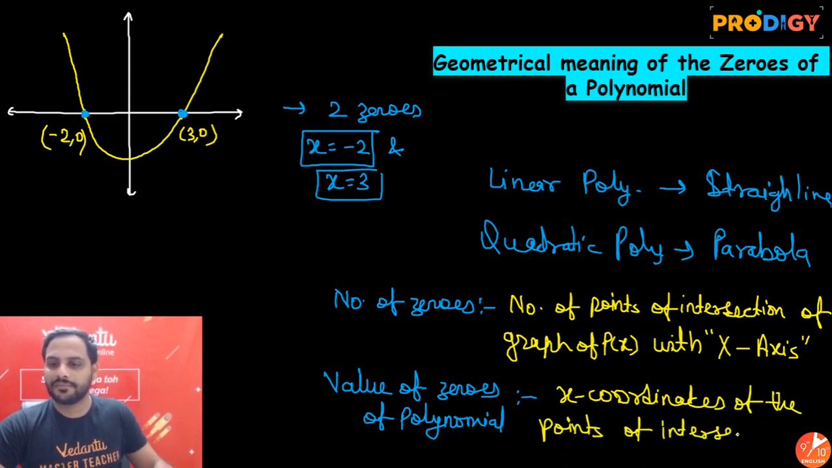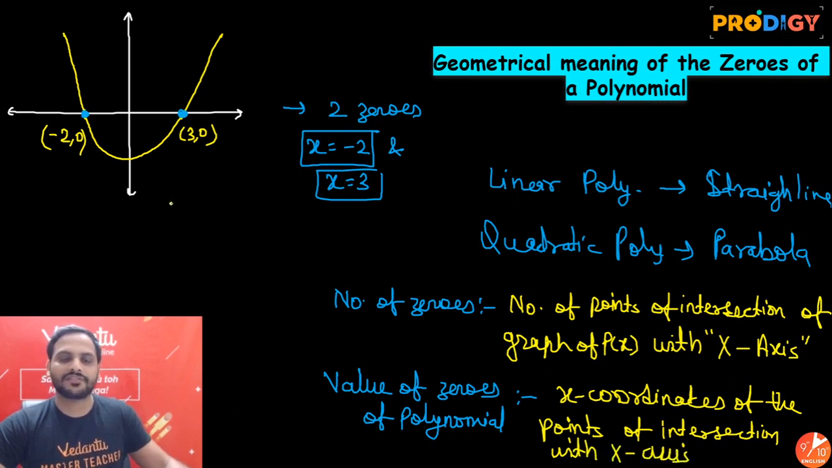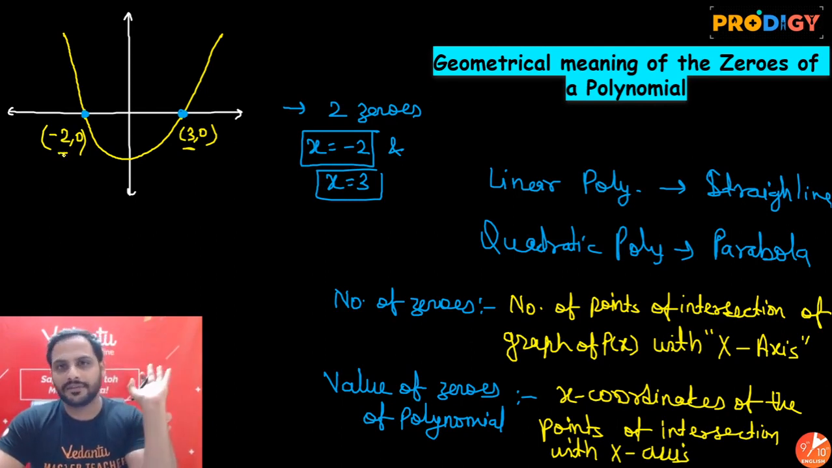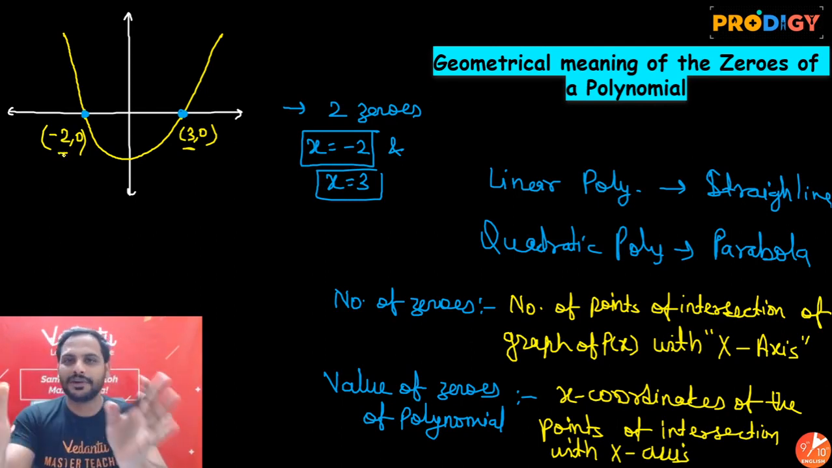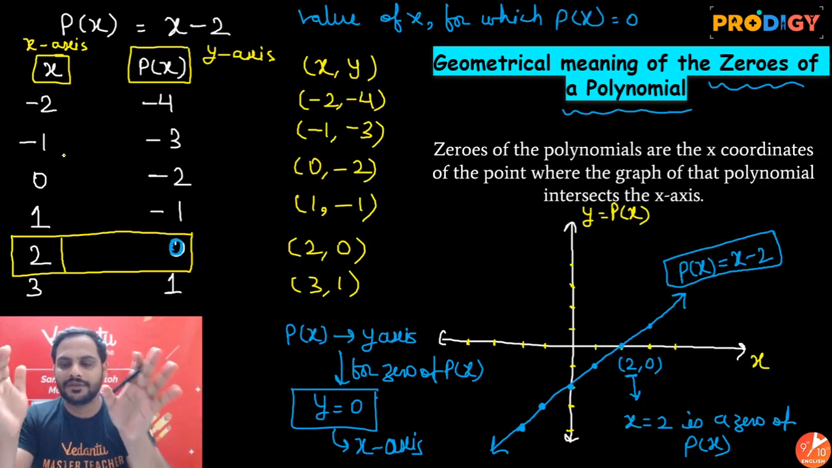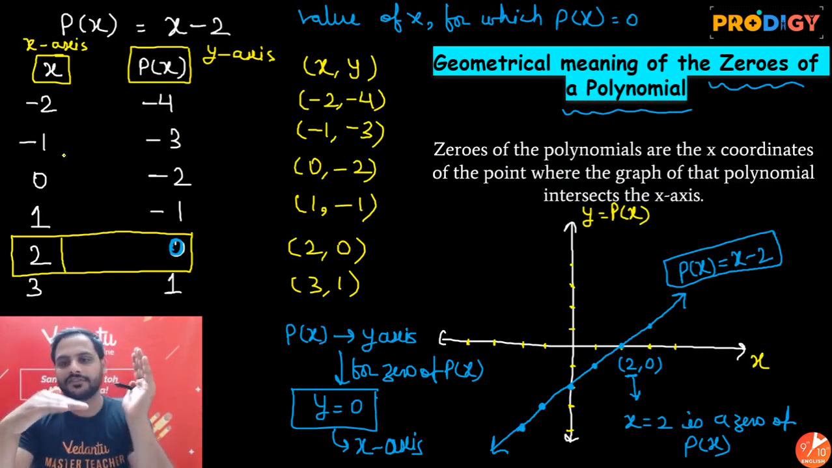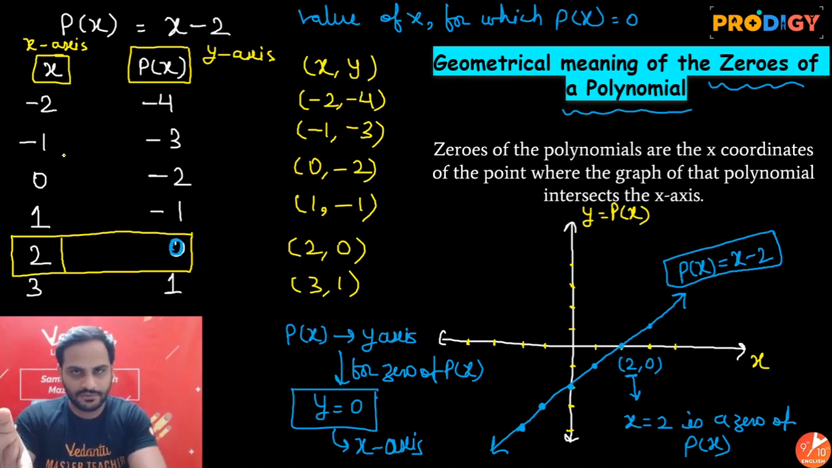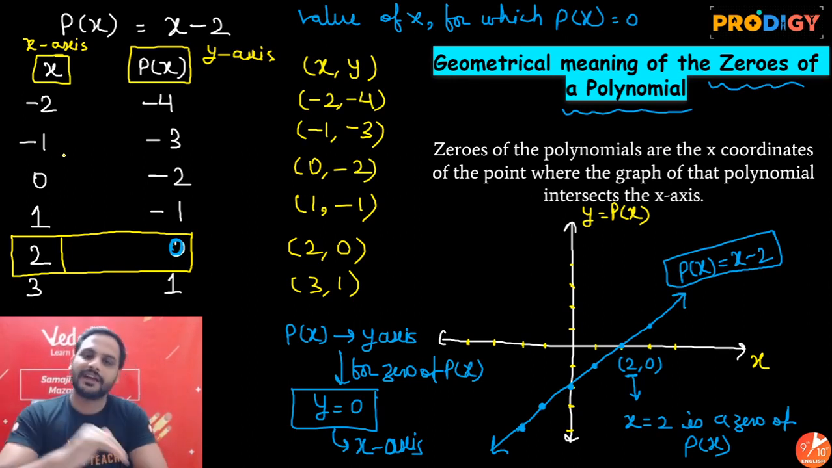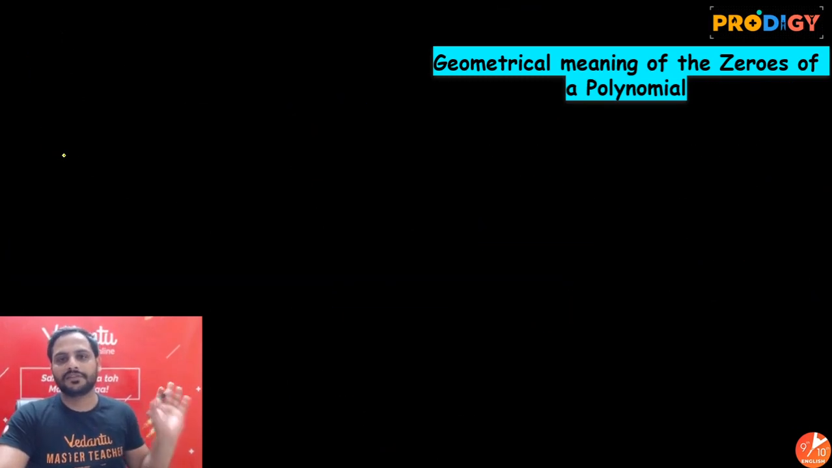So at those points of intersection with x-axis, wherever the graph is intersecting, whatever is the x coordinate at that point, that will be the zero of the polynomial. This is the concept. I hope it is clear. When we plot the graph, on the y coordinate we put the values of the polynomial, and on the x coordinate we put the values of the variable. To get the zero of the polynomial, we want the value of the polynomial to be equal to 0. That means the y coordinate is 0, and y coordinate is 0 on x-axis. As simple as that.